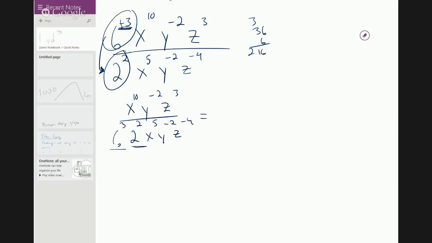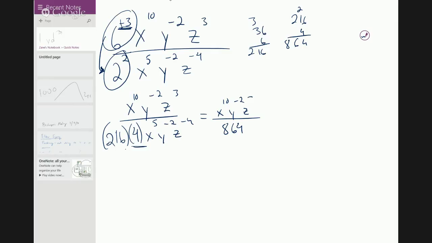I'm just going to erase and insert that in here. This is 216, and 2 squared is 4. Now let's figure out what 216 times 4 is. It looks like it's 864. So my denominator is going to have 864. My numerator hasn't really changed yet.